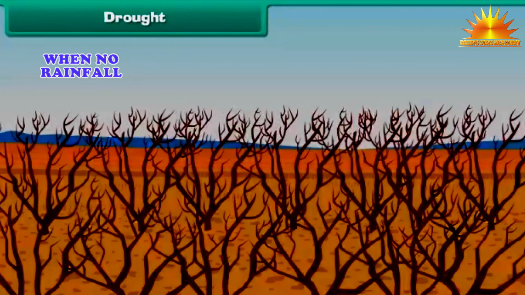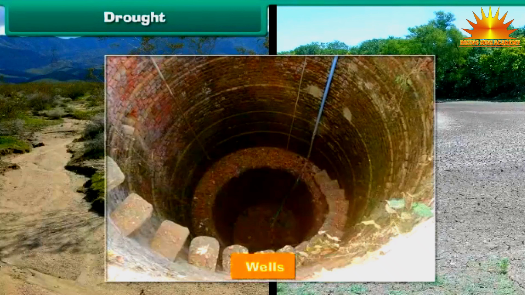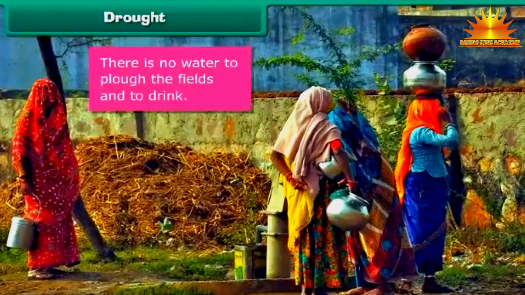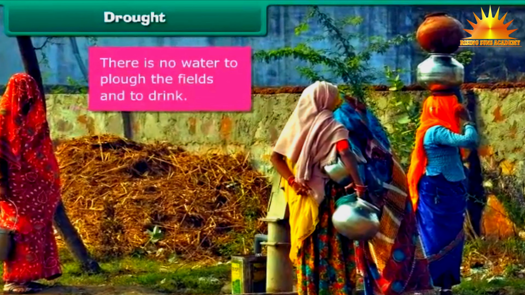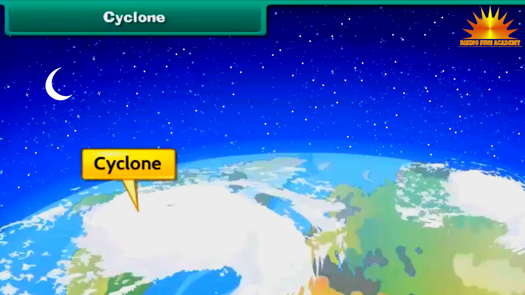During droughts, the rivers, ponds, wells, and other water resources dry up. There is no water to plow the fields, and even drinking water is hardly available. There is shortage of food grains and water.